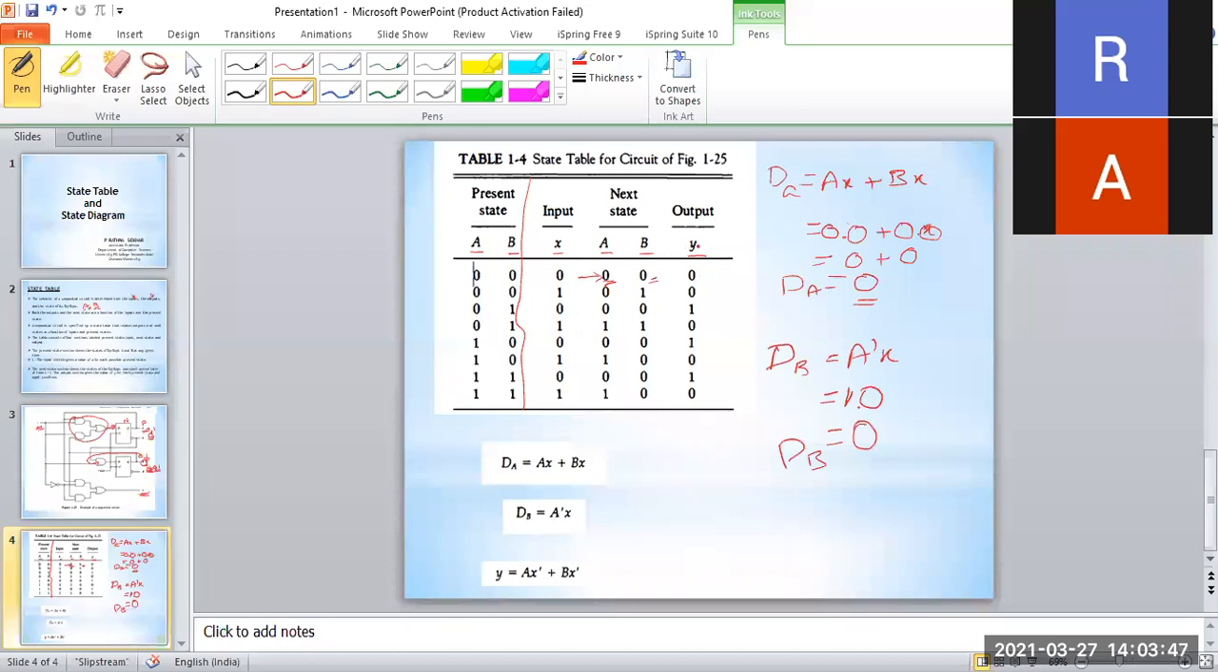Now we will see the output y. How did we get this 0 here? So y is equal to, what is the equation? A x complement plus b x complement. A is 0, x complement is 1, plus b is 0, x complement is 1. So finally we will get 0, y is equal to 0. So that's what we got here, y is equal to 0.